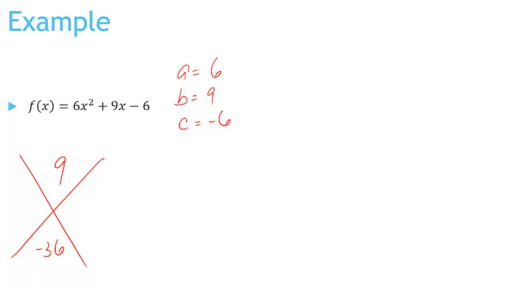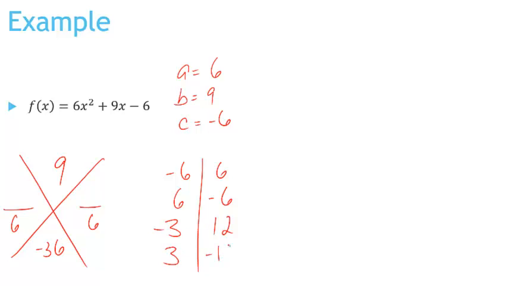And let's go ahead, and our factors will be divided by 6. So let's do a table. What are the factors of negative 36? Obviously negative 6 and positive 6, as well as 3 and 12. Let's do 3 and positive 12. Negative 3 and positive 12, and 3 and negative 12. Multiplied to negative 36. So which one of these add to 9?